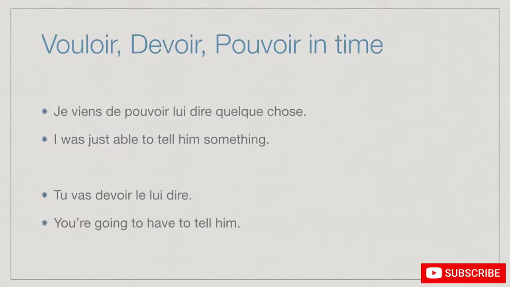So vouloir, devoir, and pouvoir can be used in any of the tenses. Of the three tenses that we've learned so far, you'll see je viens de pouvoir lui dire quelque chose. I was just able to tell him something. Tu vas devoir le lui dire. You're going to have to tell him. So very, very straightforward. You just treat it as any regular verb. Just remember to place that second verb behind it.